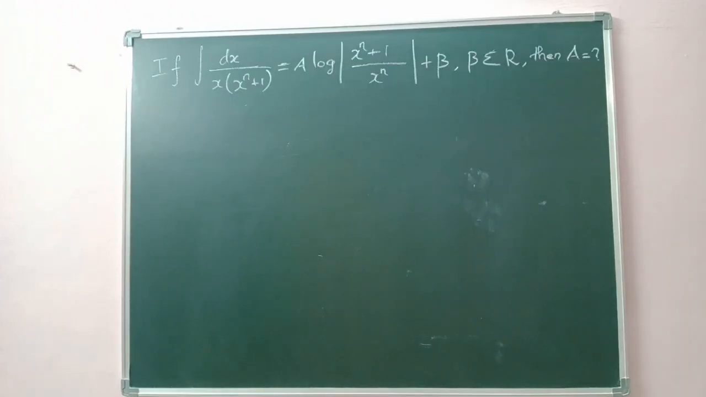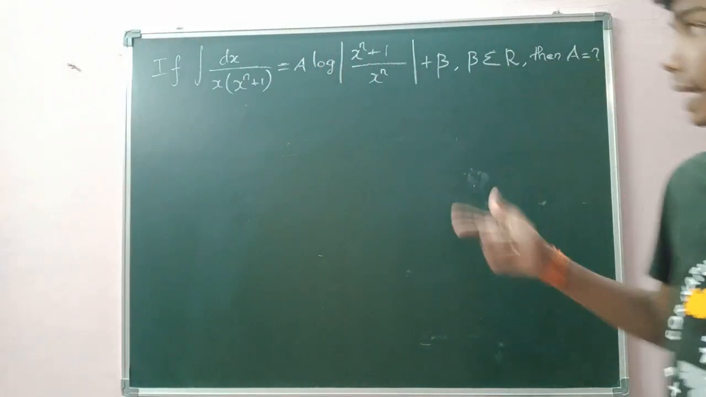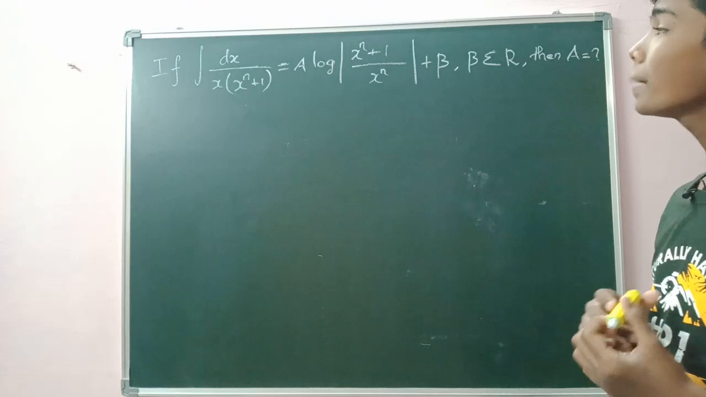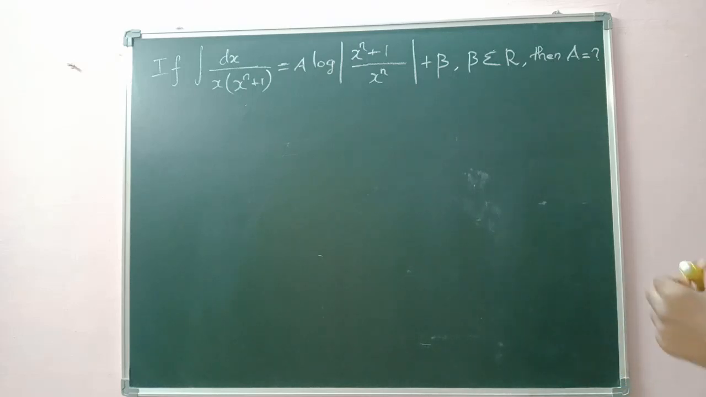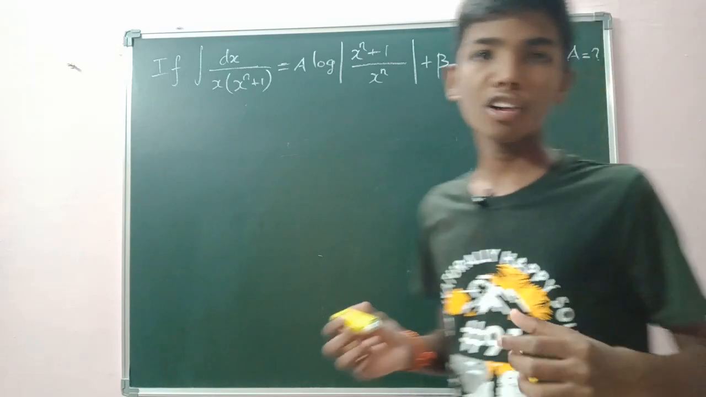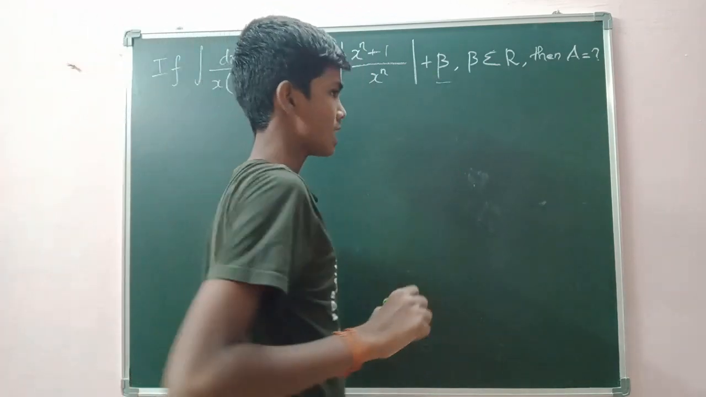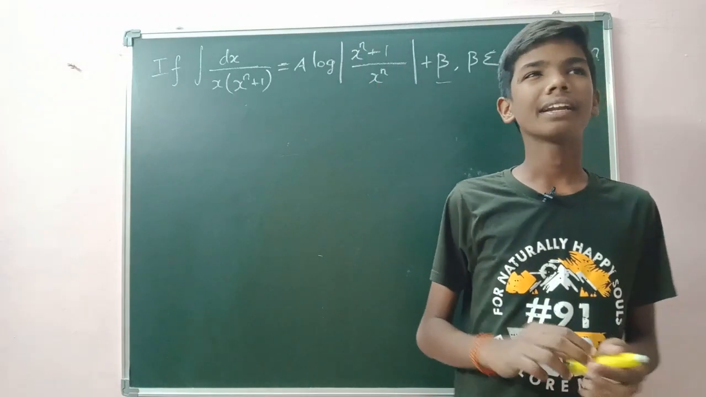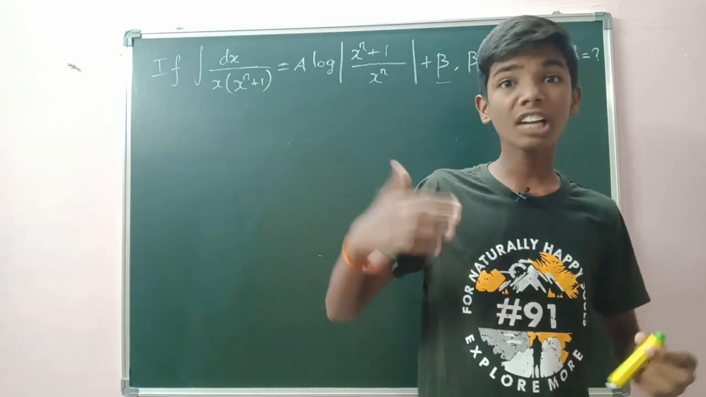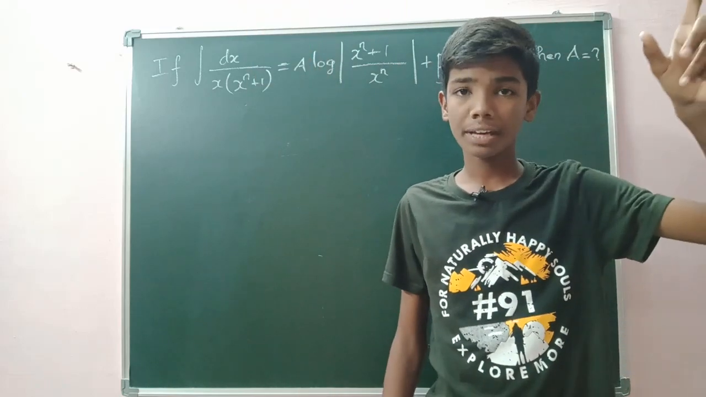Our next question is, if the integral of dx by x times x power n plus 1 is equal to capital A times log of x power n plus 1 by x power n, then plus beta, where beta belongs to real numbers, then we have to find the value of A. So people, just try to understand, here your constant is beta. You may ask me, hey man, actually every time they use this constant as capital C, why is it beta here? Guys, don't confuse anything here. Don't think beta has some other expression or integral, okay? It's just a constant, okay?